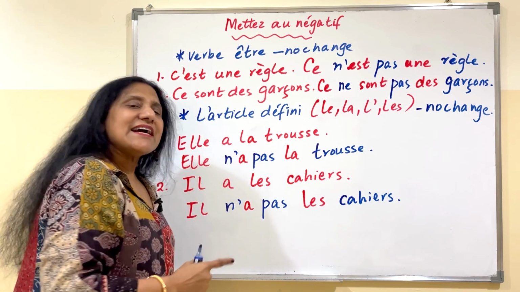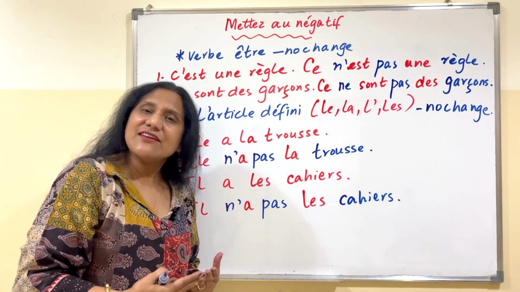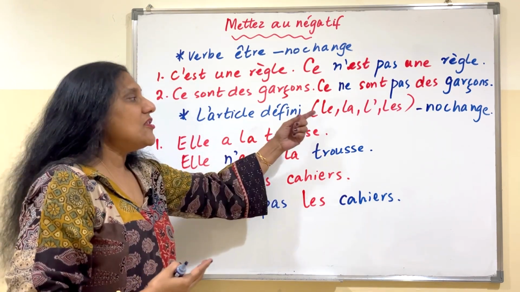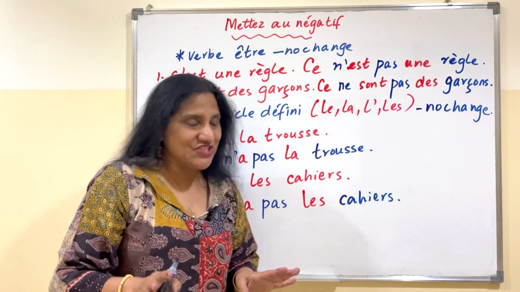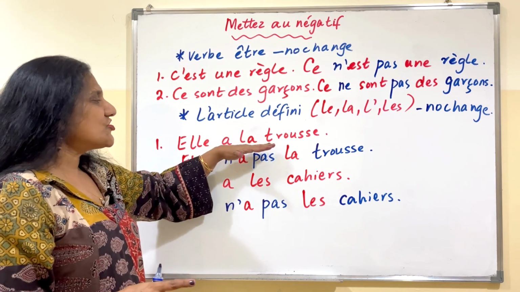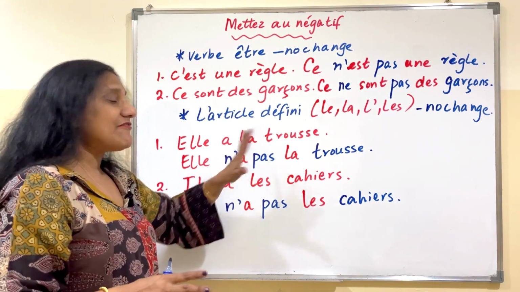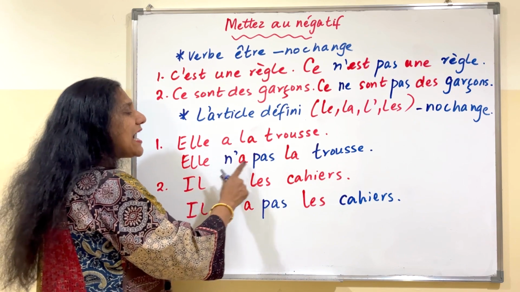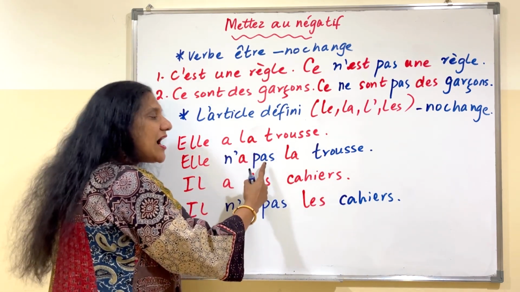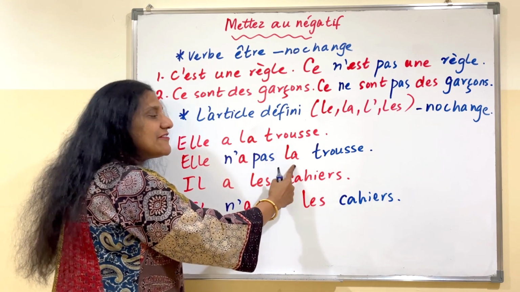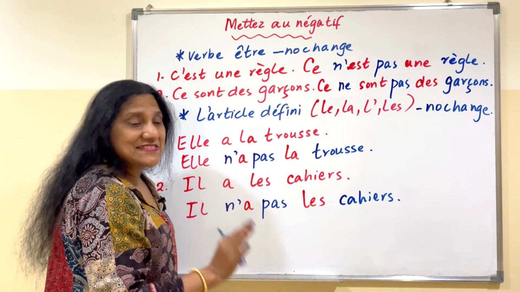With article défini, what are the article défini, which means the? Le, la, l apostrophe, les. There's no change. So, elle a la trousse, she has the pouch. She does not have the pouch. So, elle n'a pas la trousse. Ne before the verb, pas after the verb, and the definite article remains the same.